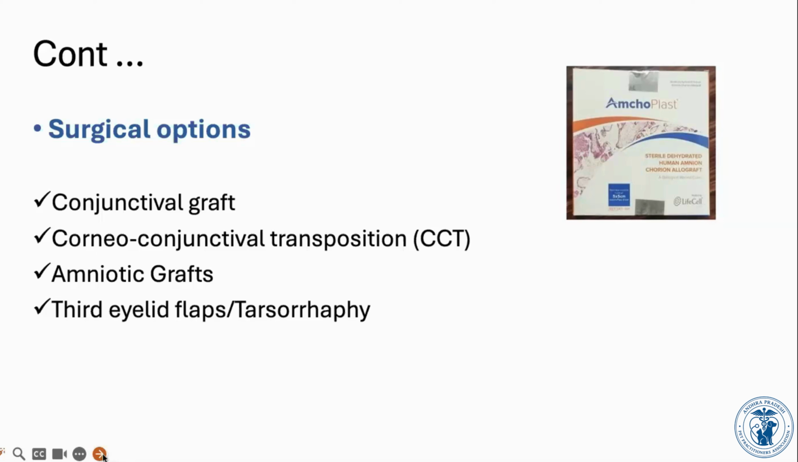And personally, I don't like third eyelid flaps or tarsorrhaphy because my simple funda is that I cannot see what is happening with the eye. So that's why, in such cases. But if we are at the field level or somewhere where such surgeries or procedures are not possible, at that time we can use third eyelid flaps or tarsorrhaphy. Sometimes they are very, very helpful. So this is basically a human amnion chorion allograft, which can be used as a grafting material on the affected cornea.